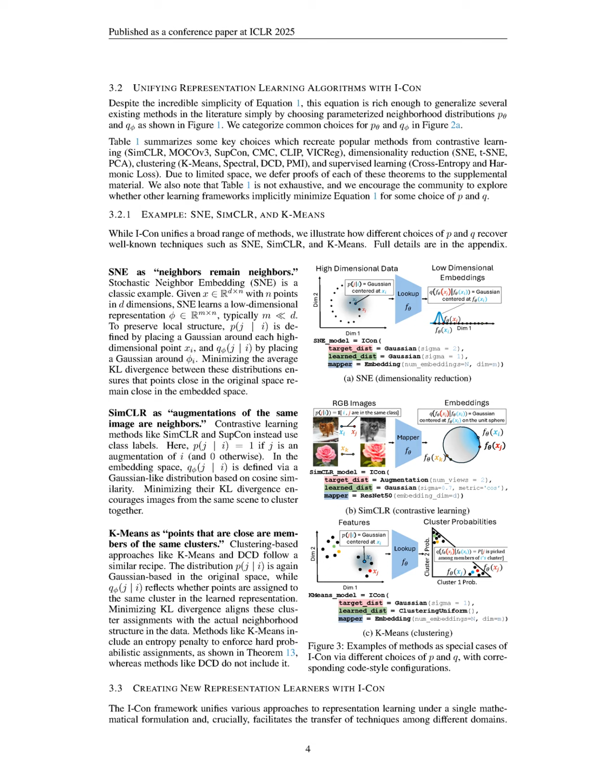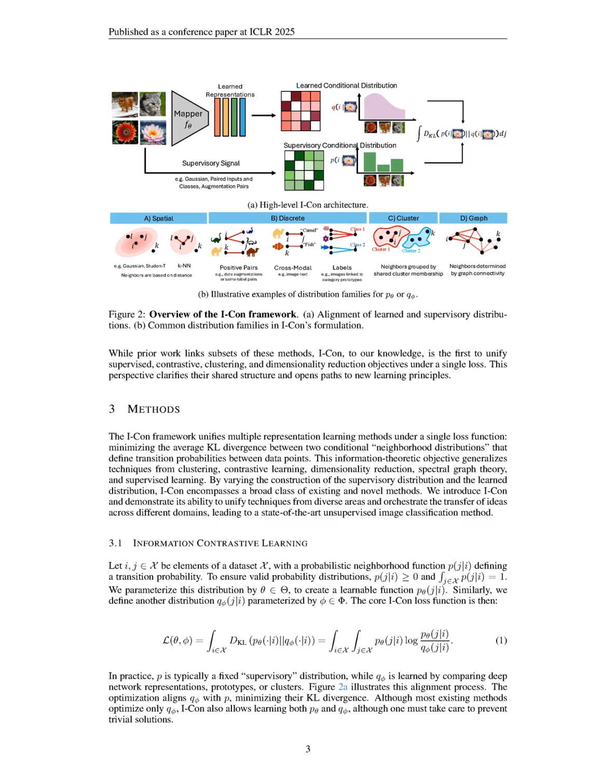The learned distribution, Q_phi_ji, is similarly defined by placing a Gaussian around the low-dimensional representation, phi_i. By minimizing the average KL divergence between these two distributions, ICON ensures that points that are close in the original high-dimensional space remain close in the embedded low-dimensional space, effectively preserving local structure. This process illustrates how ICON can unify different methods by aligning their respective distributions through a common objective, thereby enhancing representation learning.